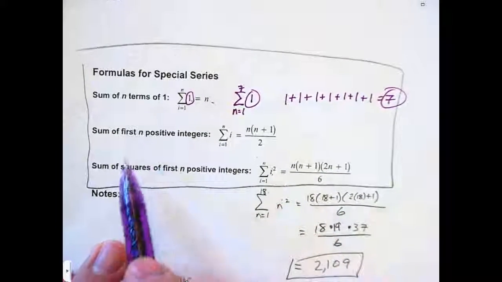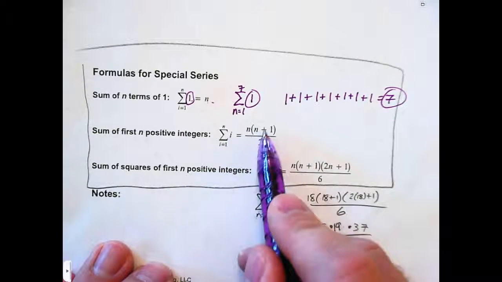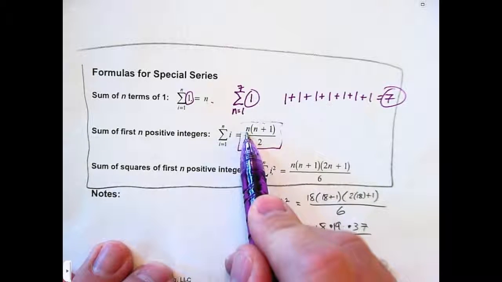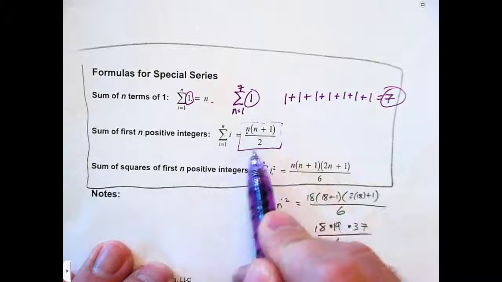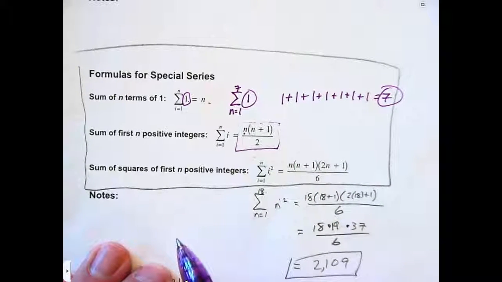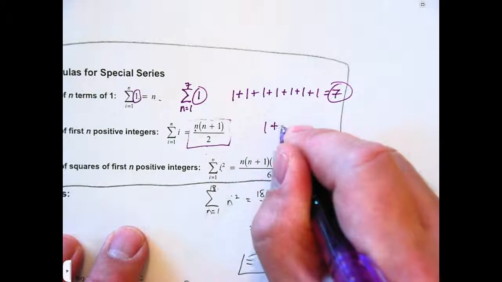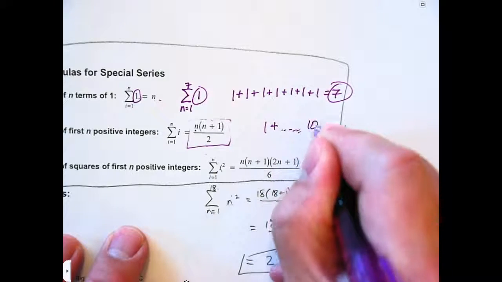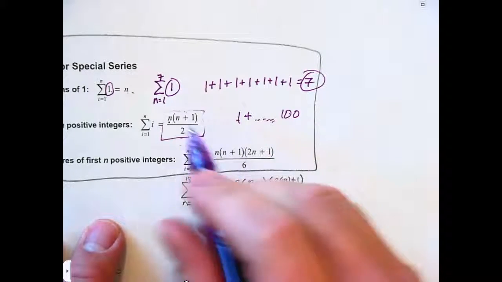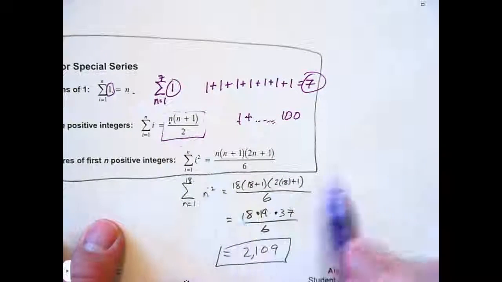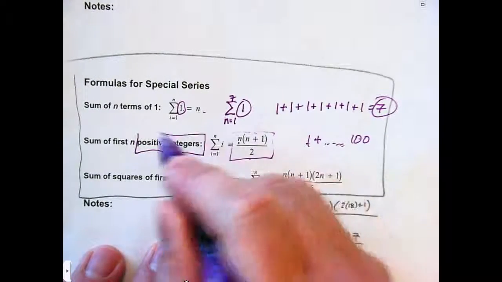All right? The sum of the first n positive integers is just i. Okay? Here's your rule for it. You're taking whatever n is, you're adding the next number, and then cutting them all in half. Okay? So if I said I want you to add up all numbers from 1 to 100 and give me the sum, all you do is add those two things, or n times n plus 1, and divide it by 2. The sum of the first n positive integers.